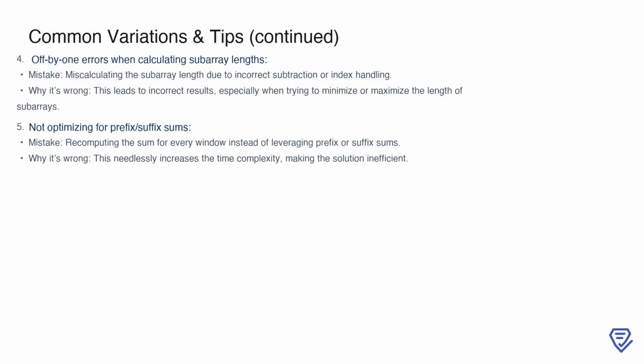Similarly, not optimizing for prefix or suffix sums is a common oversight. Recomputing the sum for every potential subarray window is highly inefficient. Instead, leveraging precomputed prefix or suffix sums can significantly reduce the time complexity of your solution, making it far more scalable for larger input sizes.